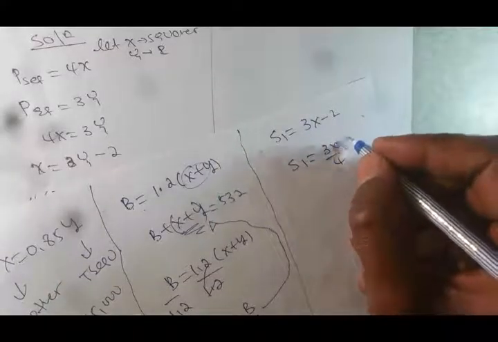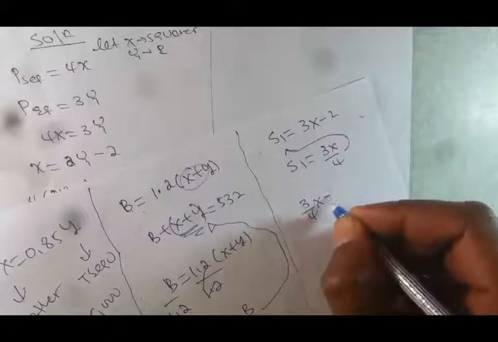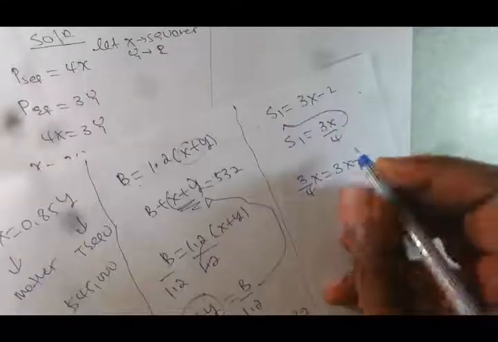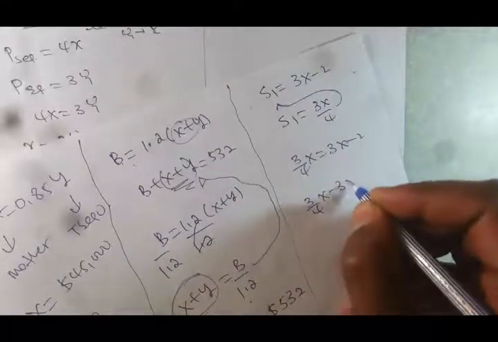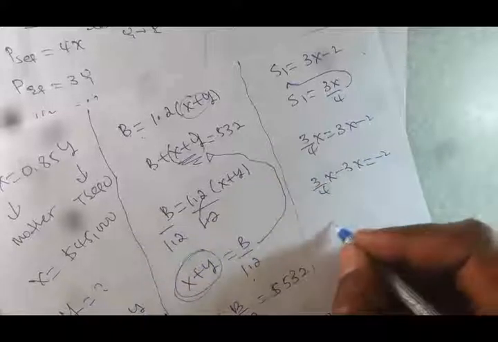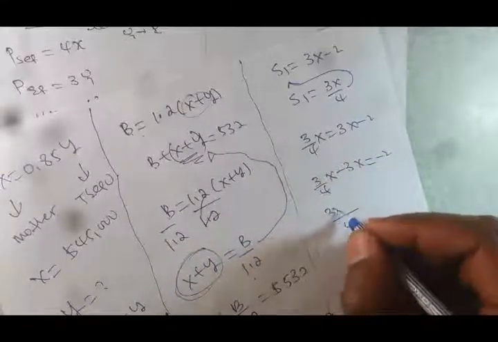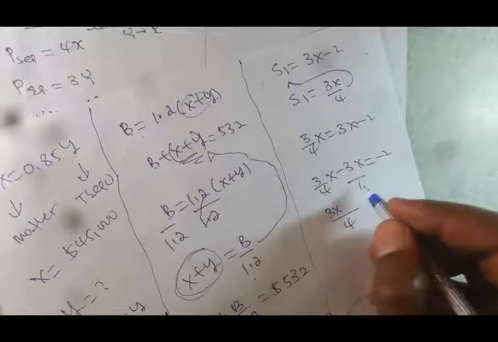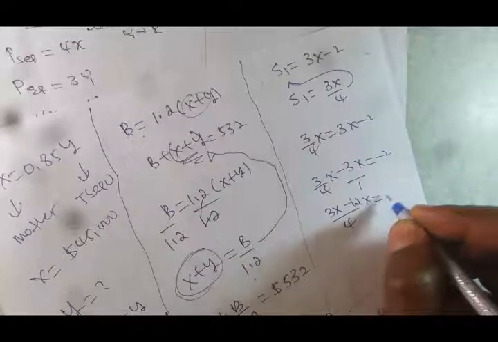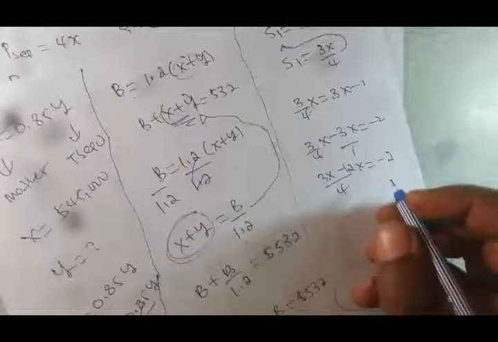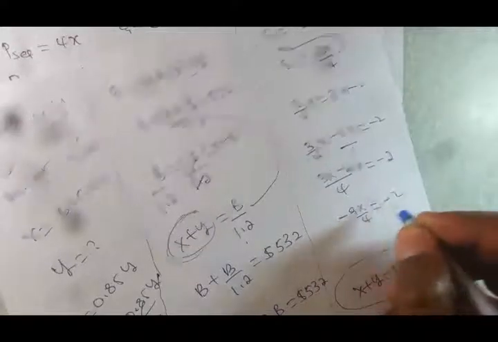So when we insert 3x over 2 in terms of S1, 3 over 4x is equal to 3x minus 2. So therefore, collecting like terms, 3 over 4x minus 3x is equal to minus 2. When we take 4 as a common denominator, 4 divided by 4 is 1 times 3x, and 4 divided by 1 is 4 times minus 3x, it becomes minus 12x, so minus 9x over 4 is equal to minus 2.